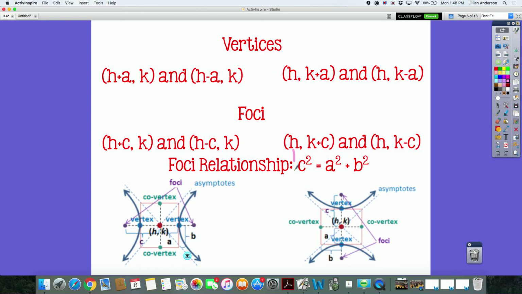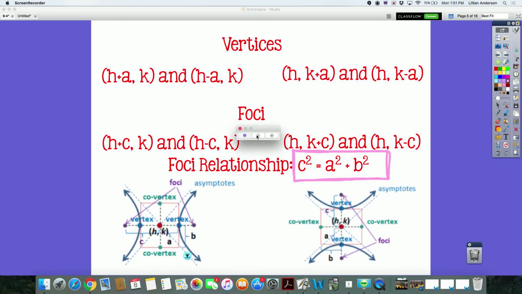The relationship of the foci, in other words, to find the value of c, is this formula of c squared equals a squared plus b squared, old school Pythagorean theorem. All right? Like I said before, you won't have to memorize those set formulas, but you will need to know the general form of a hyperbola for your test.